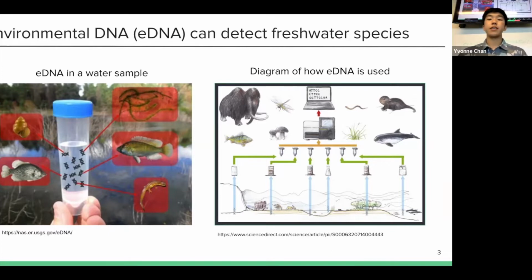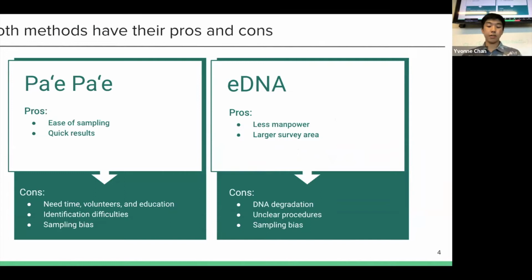And researchers have found, as you can see on the left, that you can collect this DNA, extract it, condense it, amplify it, sequence it, and be able to tell, okay, this and this species were in the water just from a water sample. Pretty cool, right? However, this method isn't perfect as well. And so I want to look at the pros and cons of both the pae and eDNA method.